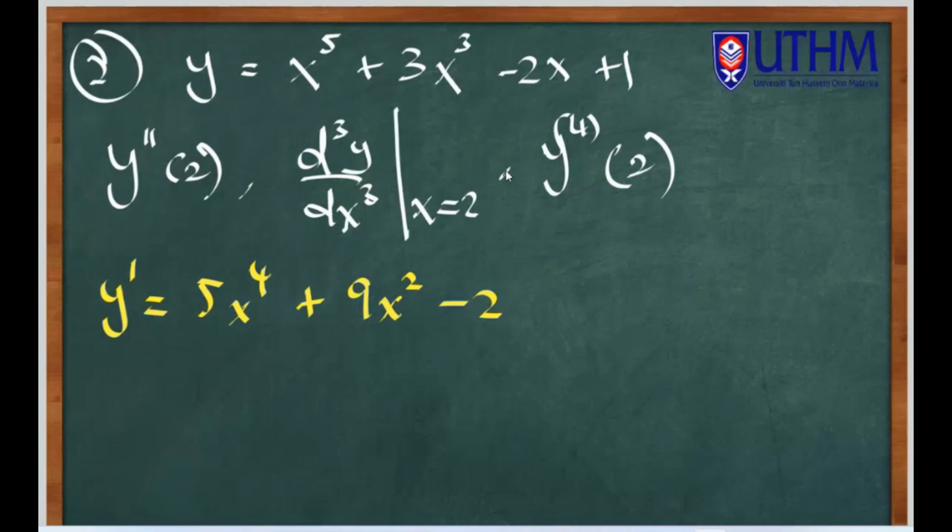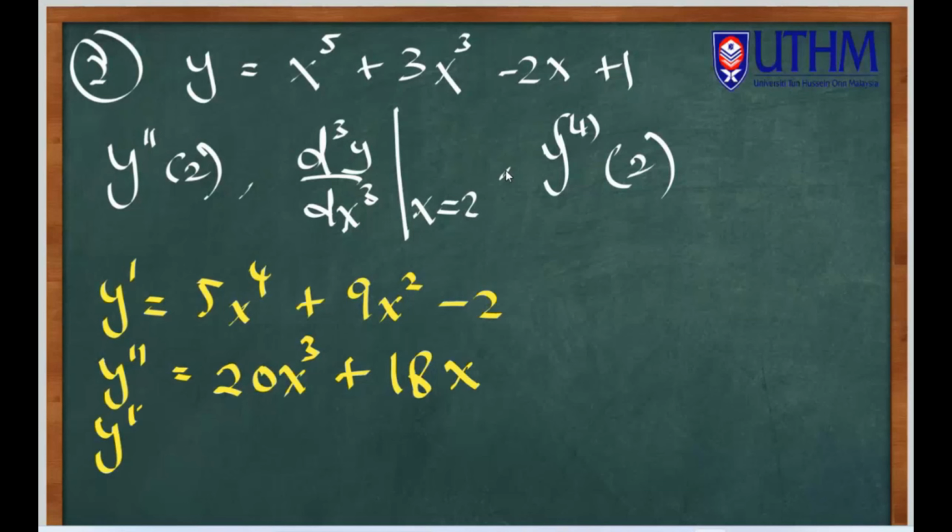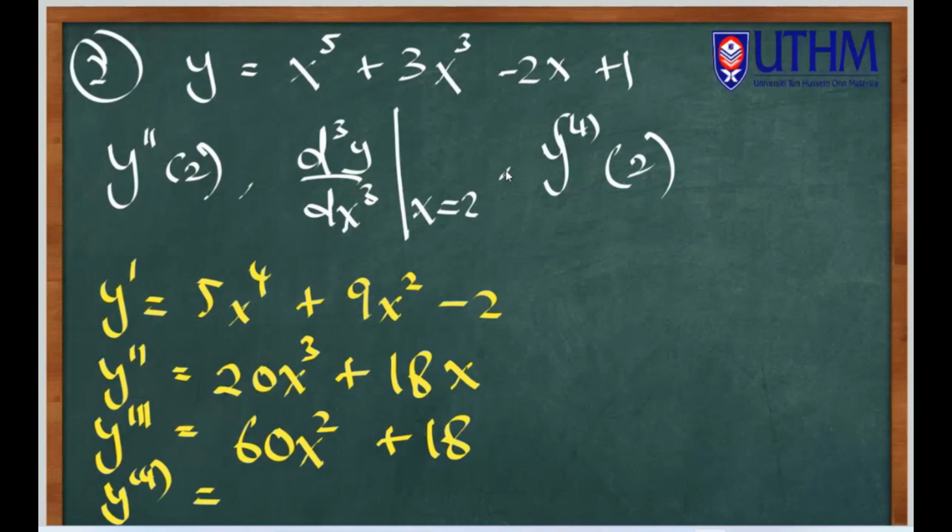For the second derivative, we differentiate again and get 20x cubed plus 18x. For the third derivative, we differentiate again: 60x squared plus 18. And for the fourth derivative, we get 120x. Now we already have it. The question asks us to find the second, the third, and the fourth derivative.